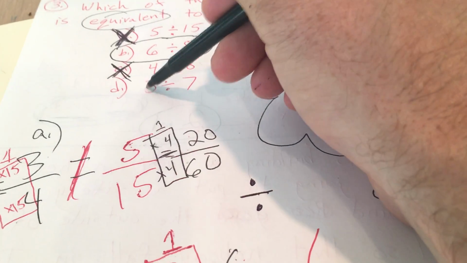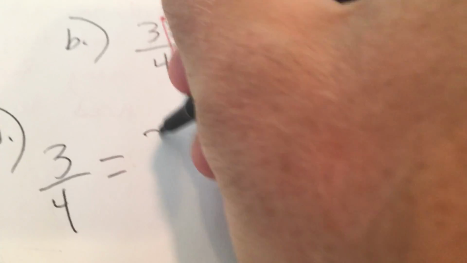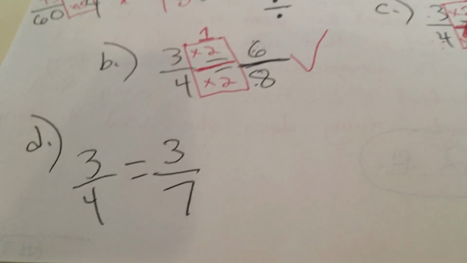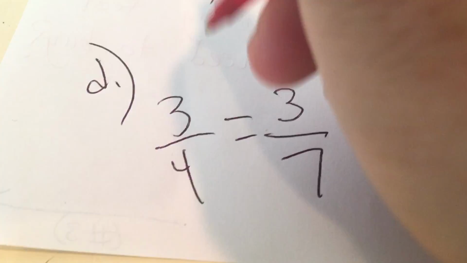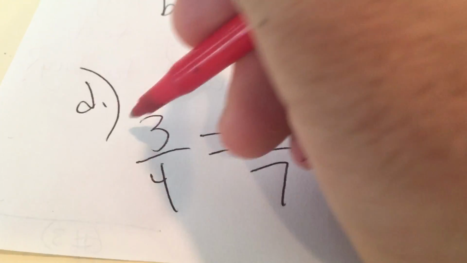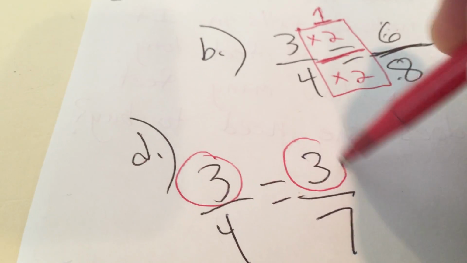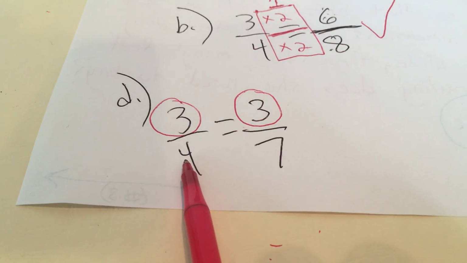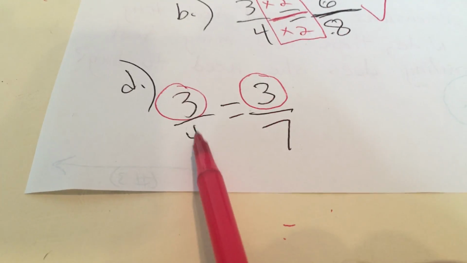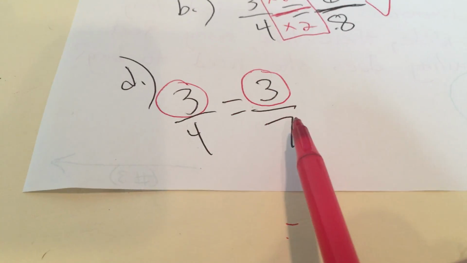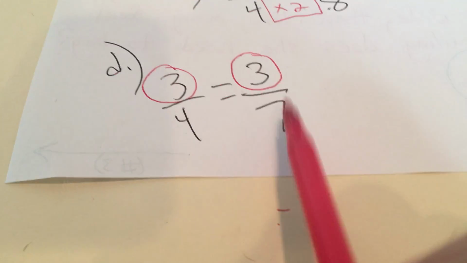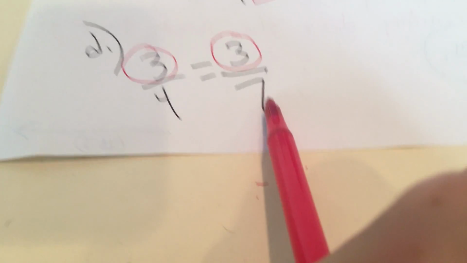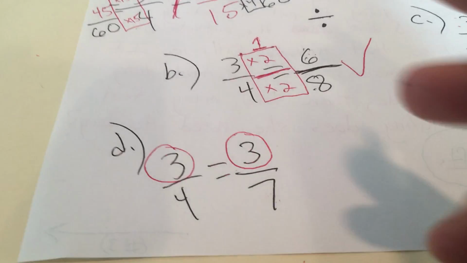Let's try D, 3/4. Let's check if it's equivalent to this one, which is 3 divided by 7, which is 3/7. Okay, so 3/4 and 3/7. If we have 3 of each of them, we look at the denominator, and 4ths are bigger pieces than 7ths, right? Because it's the same whole cut into 4 pieces compared to the same whole cut into 7 pieces, right? So these pieces are smaller. So 3 smaller pieces is going to be less than 3 bigger pieces. So we already know this is not going to be equivalent.